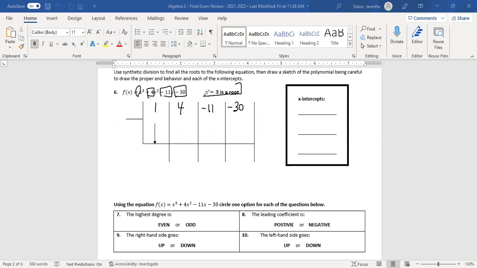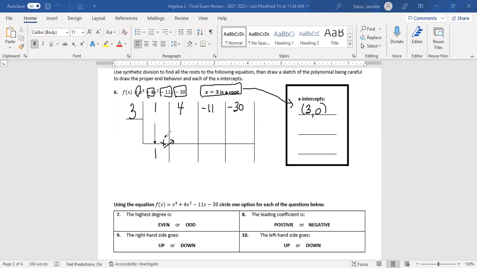It tells us x equals 3 is a root. So we're going to put 3 on the side, and we're going to automatically write (3, 0) as our x-intercept. So we already have one of our x-intercepts because it gives it to us in the question to get us started. So again, bring that first number straight down, then multiply by the outside number.